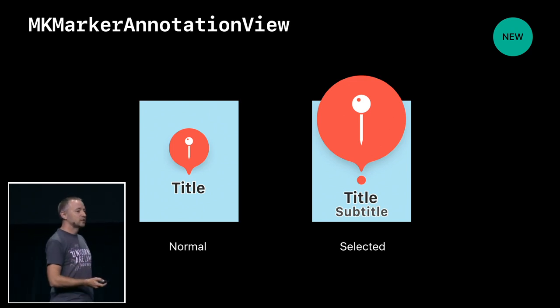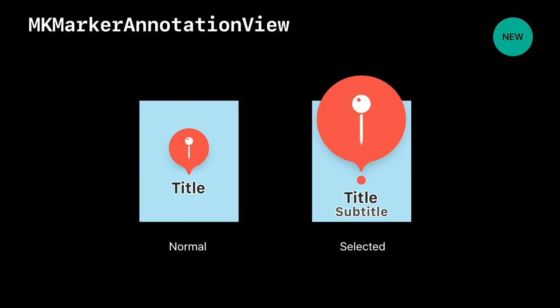The marker annotation view also has two states. We have the normal state, which will try to display the title as well below the marker if there is room on the map. We have the selected state, and in the selected state, we also show the subtitle if there is room for it. And that way, the user will, at a glance at the map, see what all of these data points are without having to tap on them one at a time.